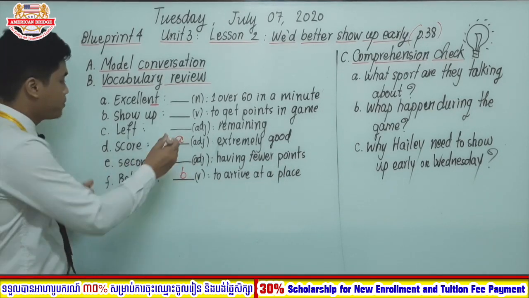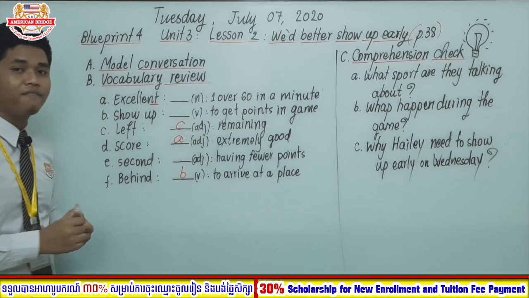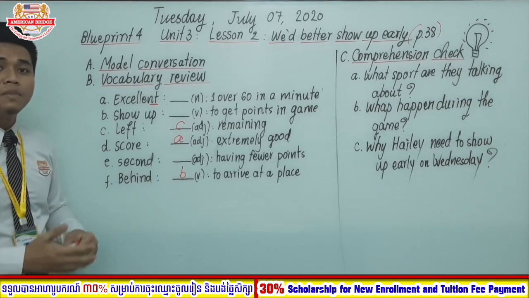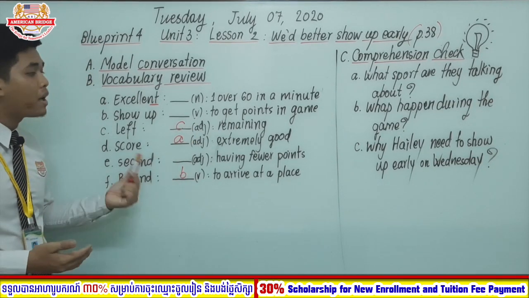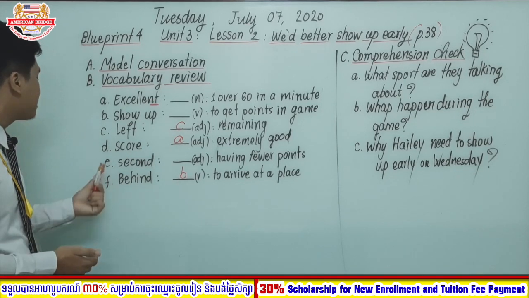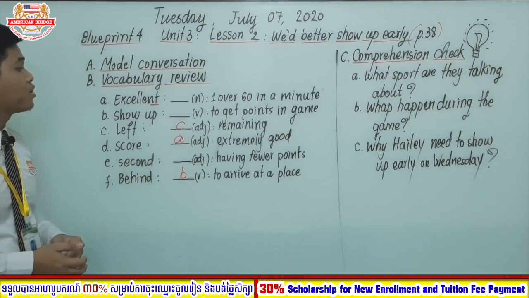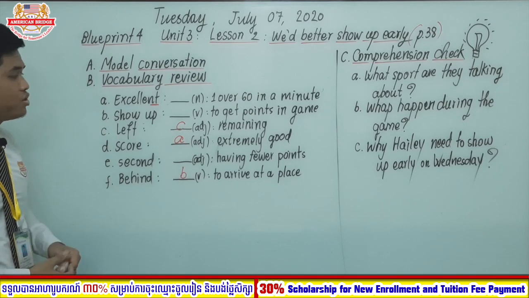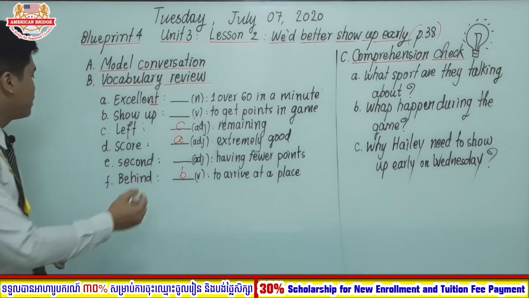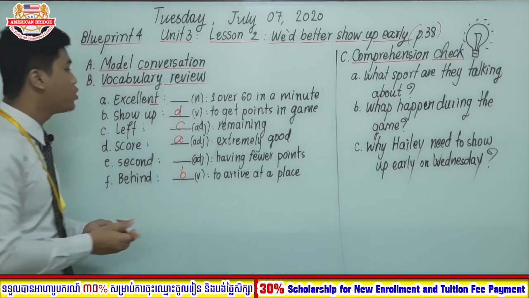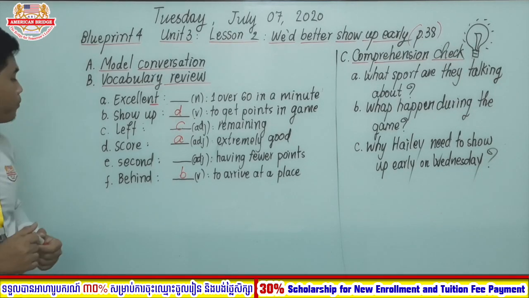Okay, remaining. Let's say you have 5 minutes left. It means that you have 5 minutes remaining. Letter D, which is score, it also functions as a verb and you have only 1 verb here. So D, to get points in a game.